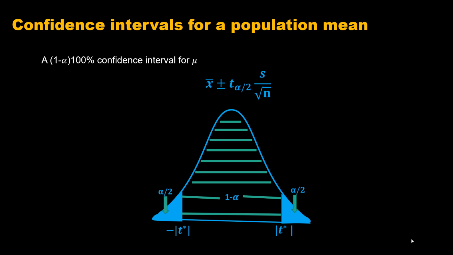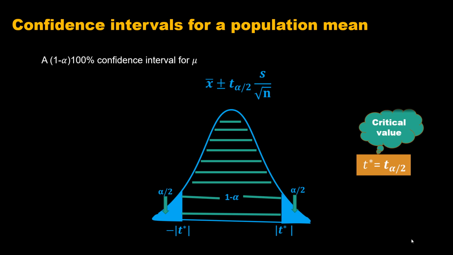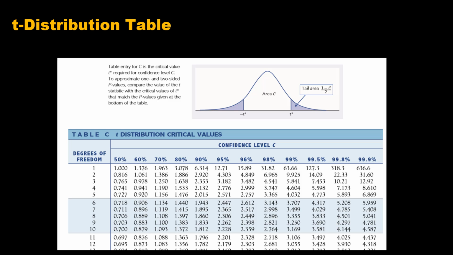But what is the T star? T star, again T alpha over 2, is the critical value. Now let me explain how to find the T star using the T table. So now this is the area C. That means 1 minus alpha equals C. C equals 1 minus alpha. That is the relationship between C and alpha.